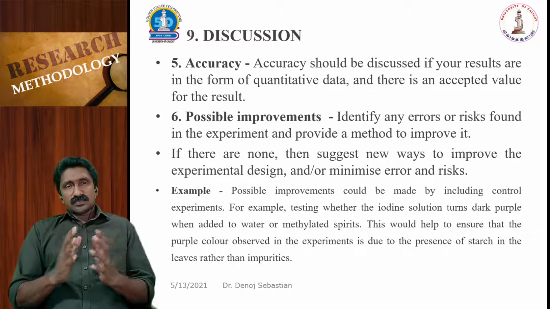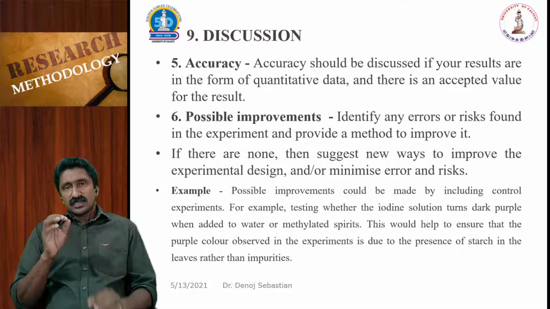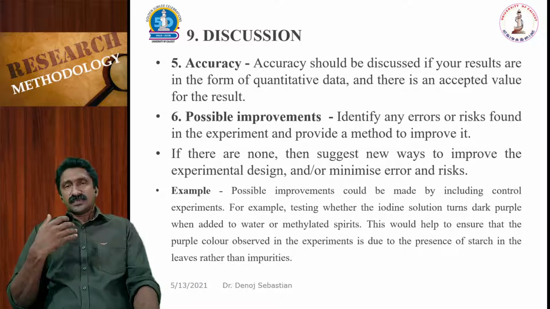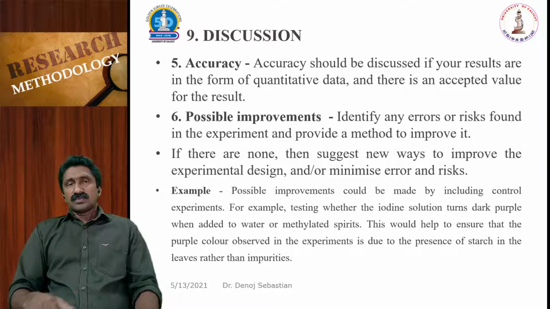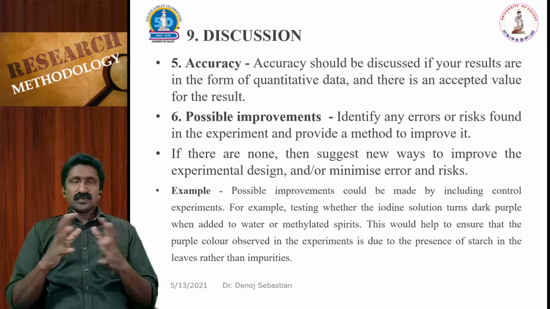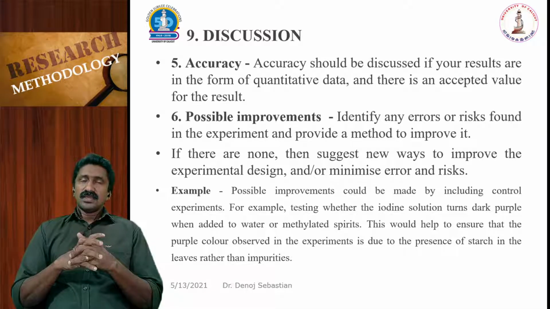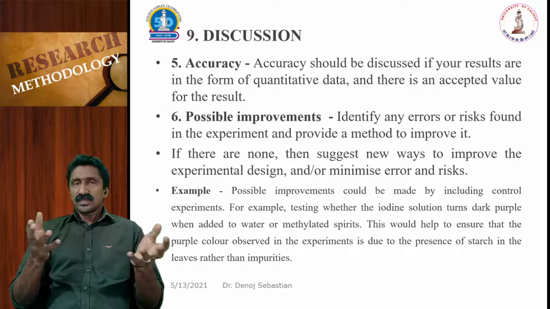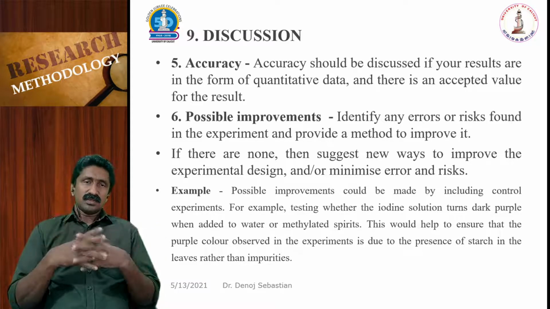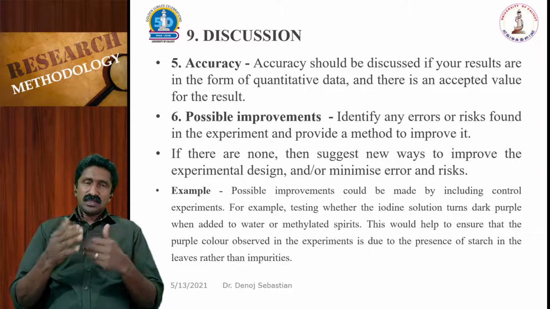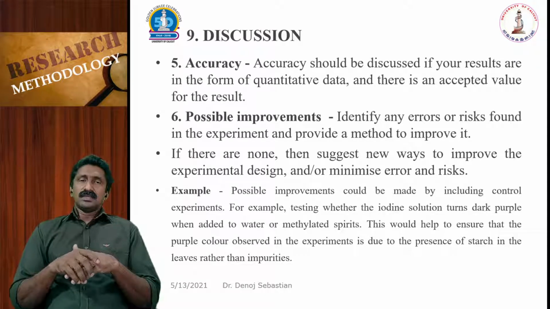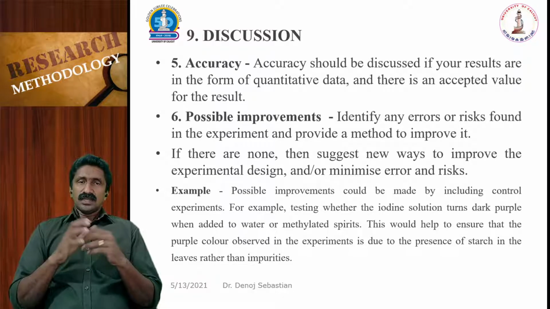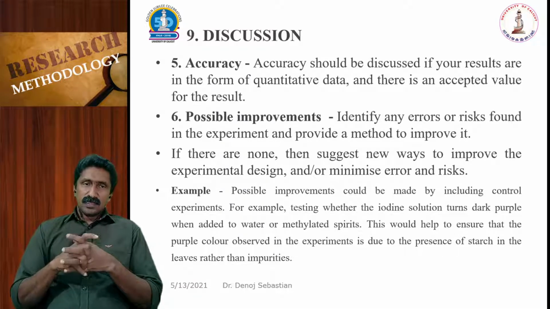Then the next point is about accuracy. Accuracy should be discussed if your results are in the form of quantitative data, and there is an accepted value for the results. So accuracy is basically for quantitative data. For qualitative data, we cannot mention that. But anyway, if you are going for some quantitative database research, then accuracy is one important factor.